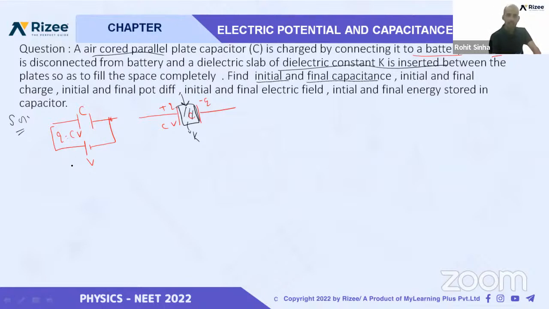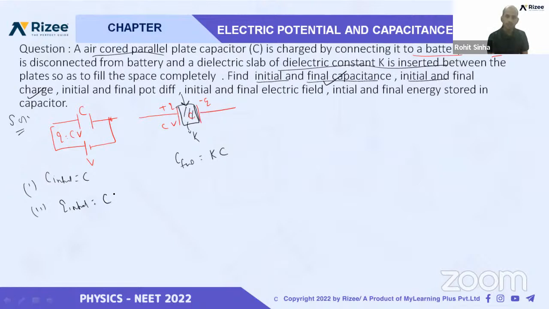How can we write it? Let us suppose the initial capacitance was C, and after adding the slab, the final capacitance will be K into C. First one solved. Now the second part: it is asking for the initial and final charge. The initial charge was Q initial.